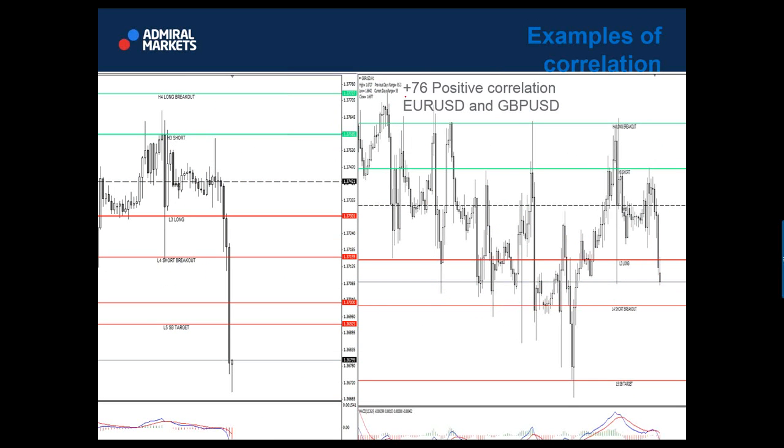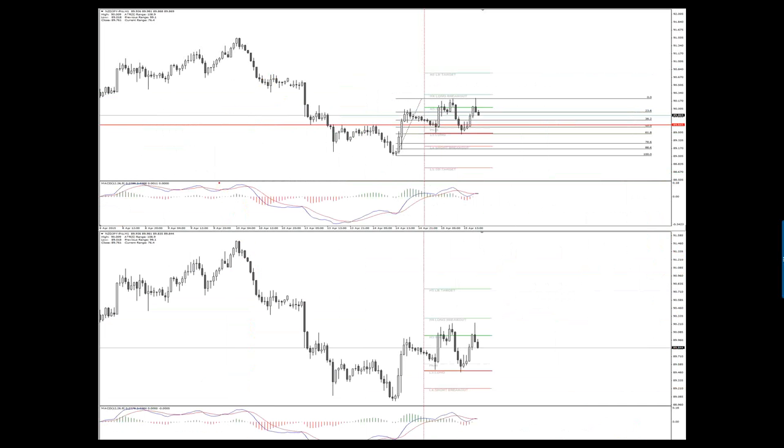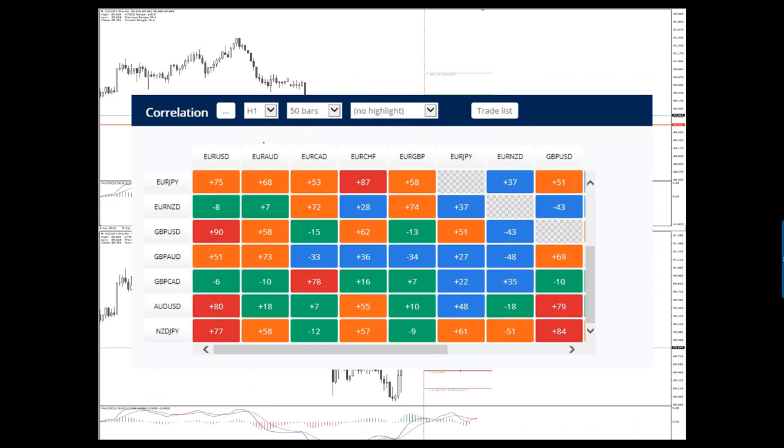Now at this time, it was 76 positive correlation between euro dollar and pound. So this is euro dollar and this is pound. Good correlation. Euro dollar went heavily to the downside. Pound dollar went to the downside, but not as heavily as euro dollar did, because correlation is 76, it's not 90. If it was plus 90, probably pound dollar would go also like this. Okay? Now this is the correlation table.